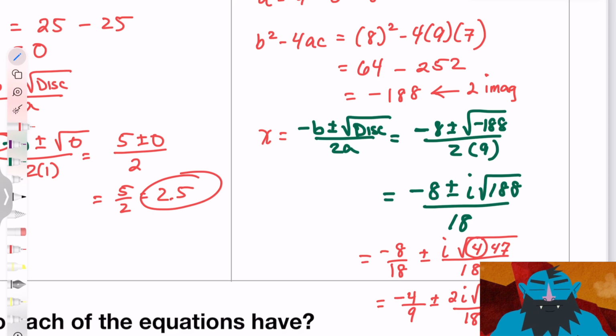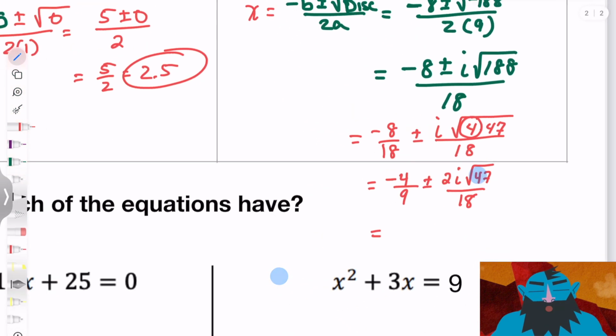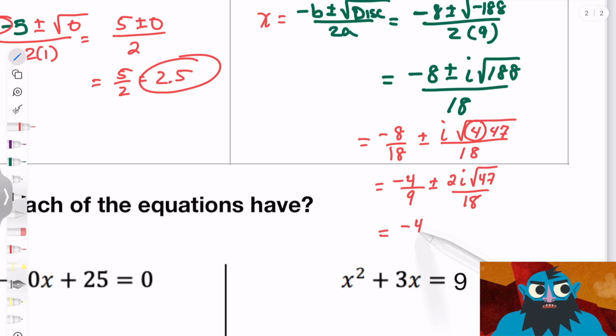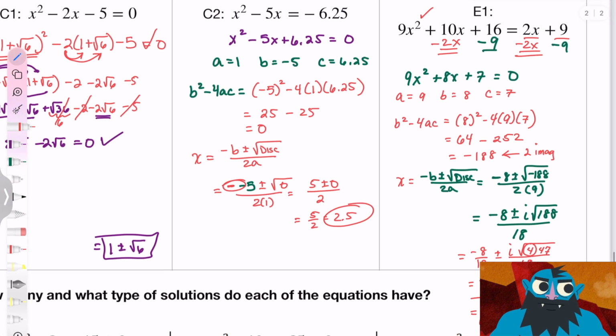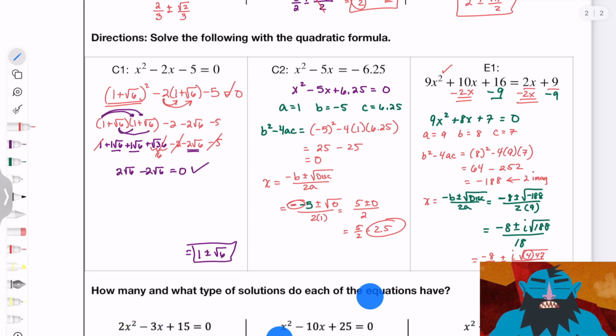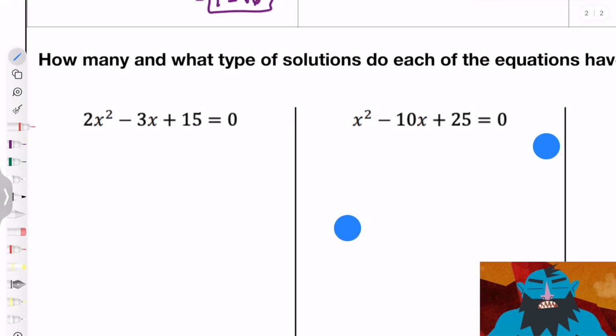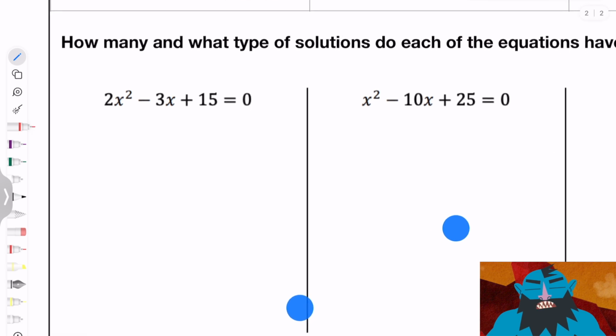There we go. So I got negative 4/9 plus or minus i root 47 over 9. There's my final answer. Sorry, I ran out of room or went a little bit long on that one. Alrighty, jump right into this. How many solutions does each one have, and what type are they?